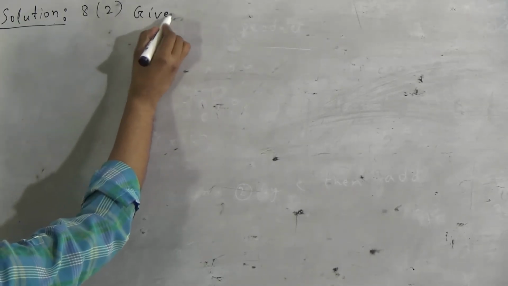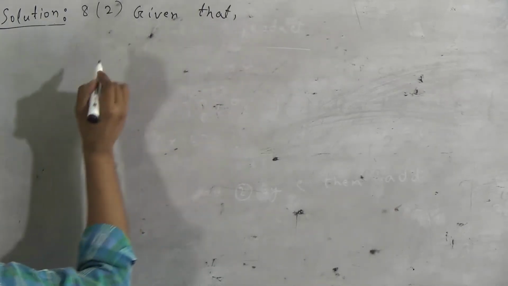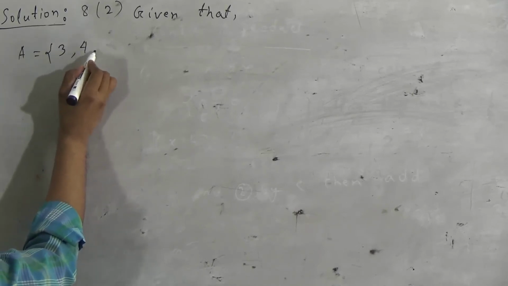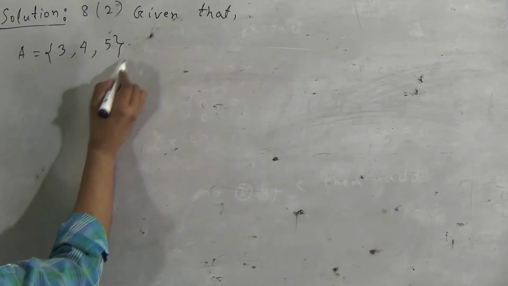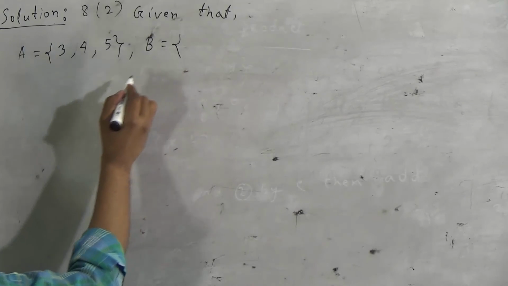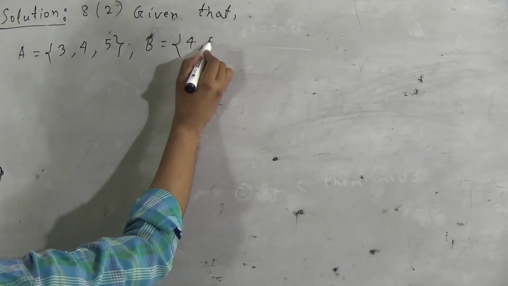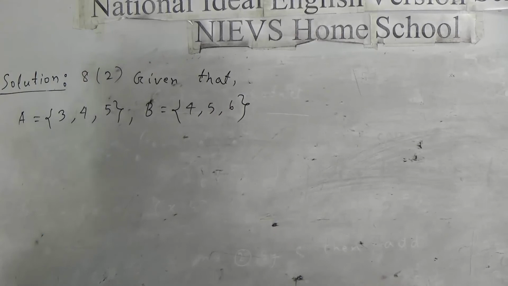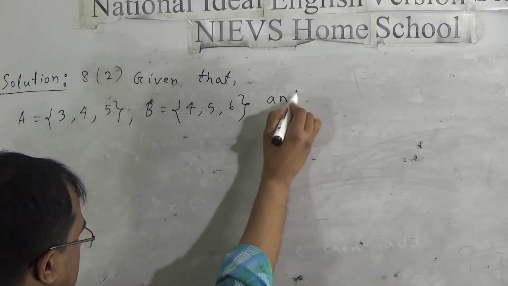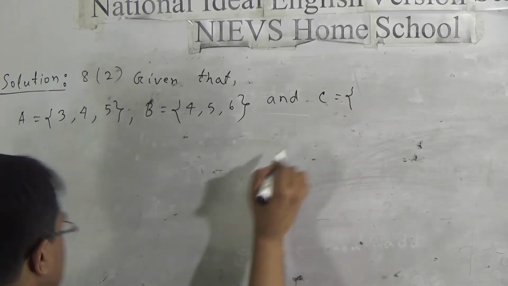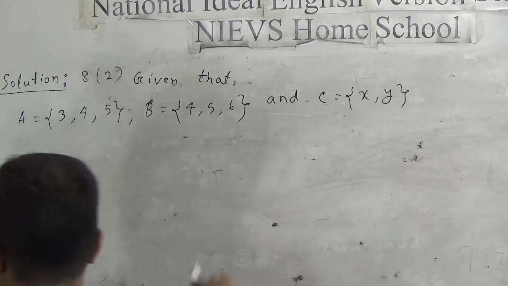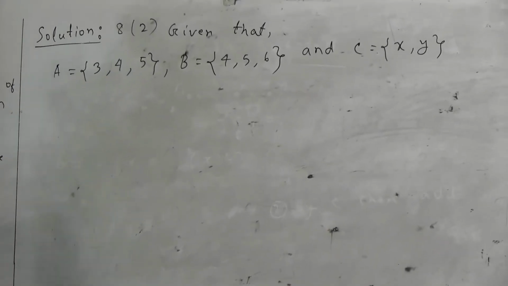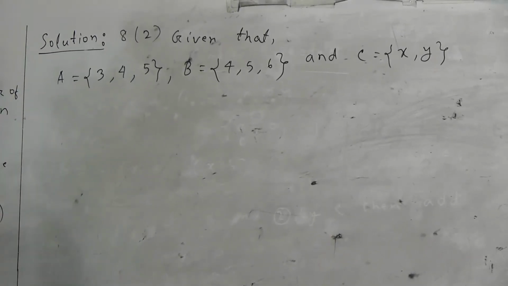Given that A is equal to 3, 4 and 5, B is equal to 3, 4, 5, sorry, 4, 5, 6, and C equal to X comma Y. Now we will determine A intersection B cross C. At first we will find out A intersection B equal to what.